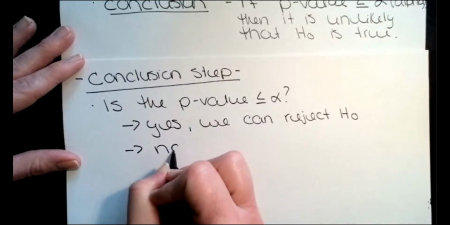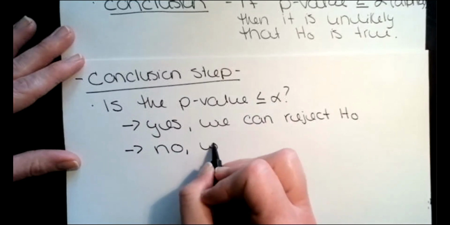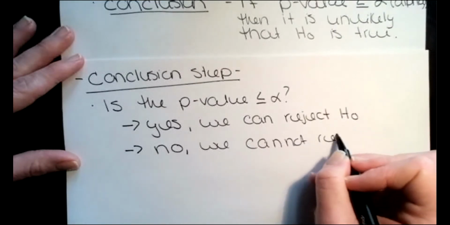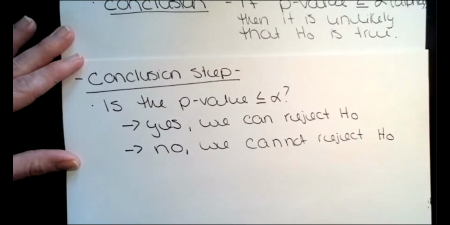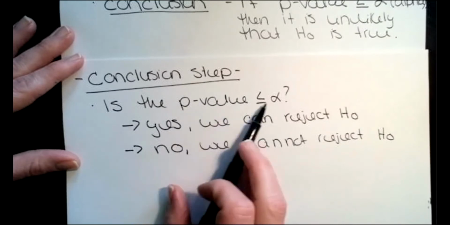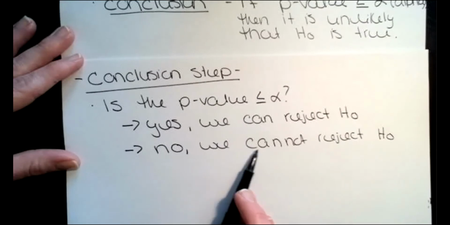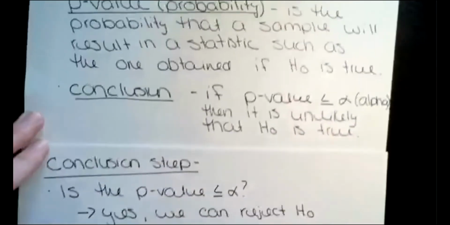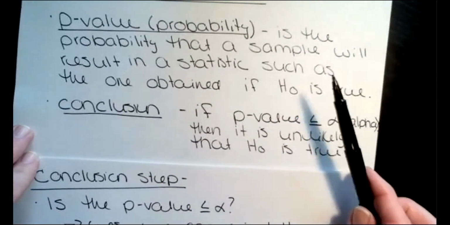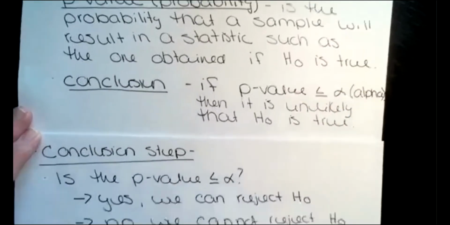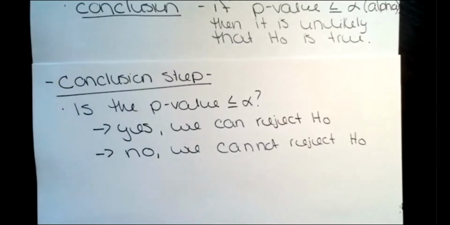If we answered no, then we say we cannot reject the null. So if my probability is larger than alpha, so I'm saying no, it's not smaller, then we can't reject the null, meaning we don't have evidence from our sample to say that the null is not true. So it probably is true, or just our sample is not showing that it's not true. Okay.